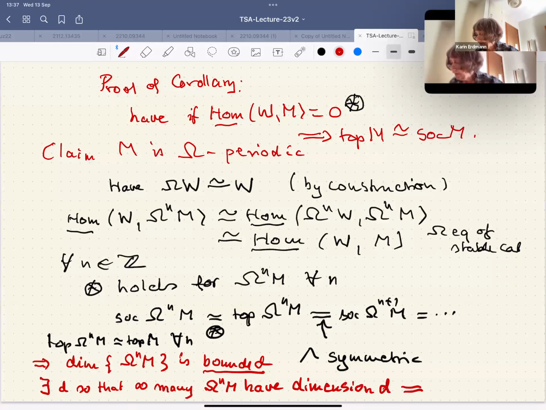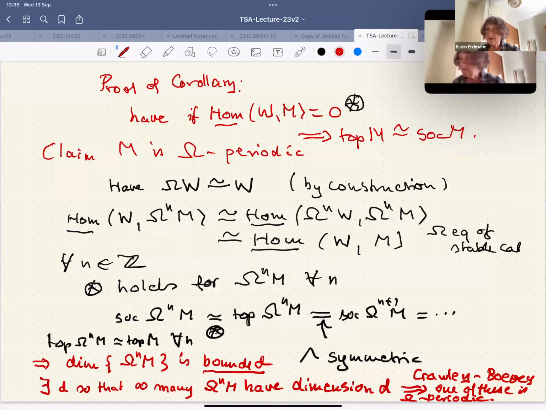And so by Crawley-Boevey again, the same theorem as with tame algebras, one of these is at least periodic. Omega periodic, but of course, we have a set of syzygies of M. If one of them is periodic, then M is periodic, right? And so M is periodic.